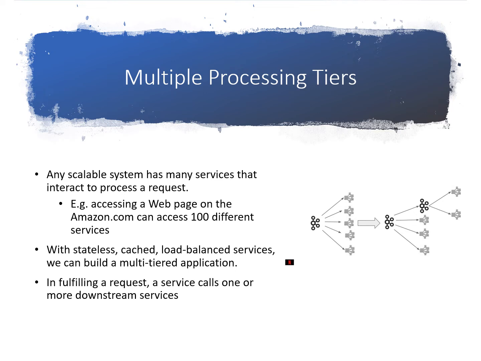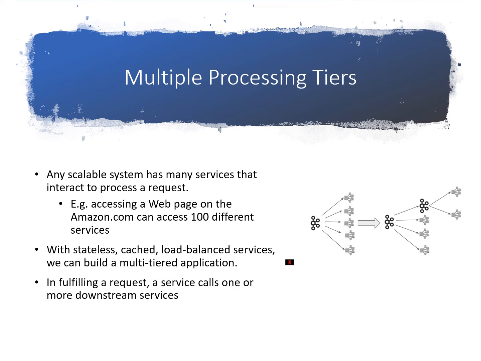Any realistic system that you need to scale will have many different services that interact to process a request. For example, accessing a web page on Amazon.com can require in excess of 100 different services being called before a response is returned to a user. The beauty of the stateless, load-balanced, cached architecture that we've elaborated in these lessons is that it's possible to extend these core design principles and build a multi-tiered application.